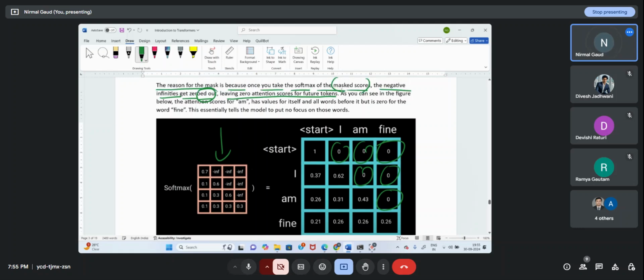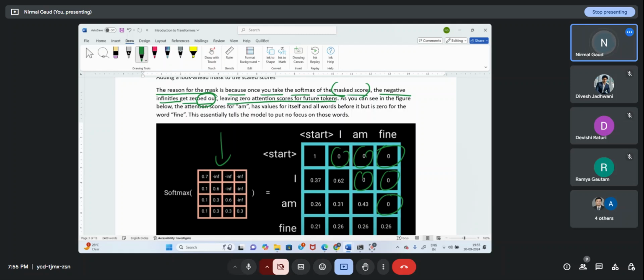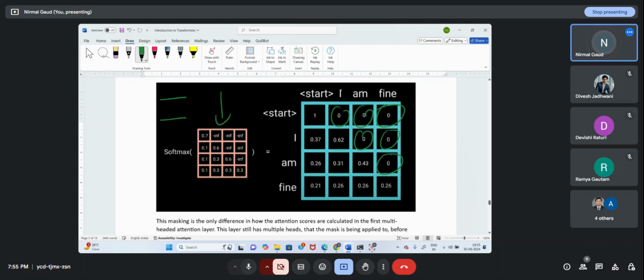So in the figure, the attention score for M has values for itself and all the other words before it, but is 0 for the word fine. If we come to M, the attention score is this. Before the word present M, its attention score is 0.31. Before it is 0.26. But for fine it is 0.